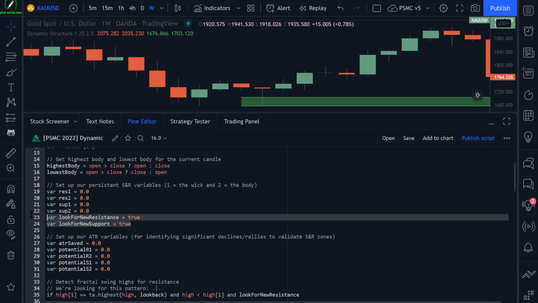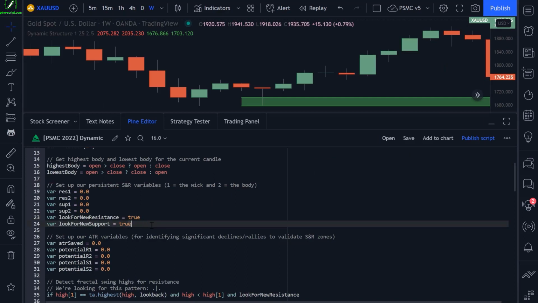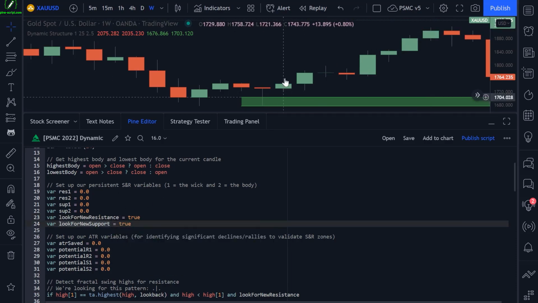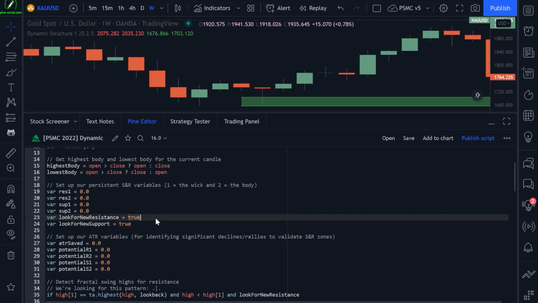Then we have two persistent Booleans. Look for new resistance. So if this is true, the script begins looking for a new resistance swing high to validate. And look for new support does the same for support. So these are just flag Booleans that tell the script what it should be doing right now. If we have a valid support or resistance zone that hasn't been violated yet, these are set to false and the script ignores any new zones that are detected.